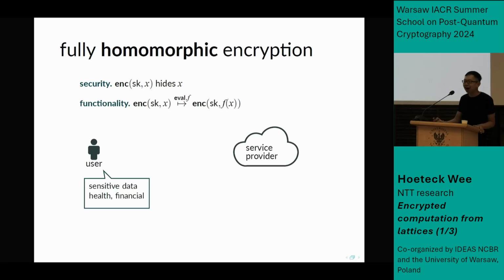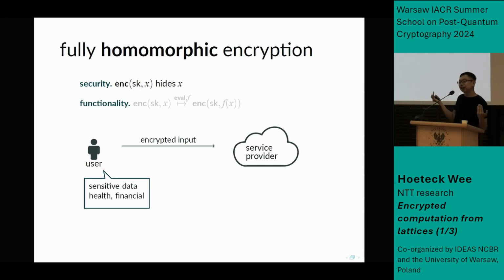Okay, so fully homomorphic encryption, or FHE for short, is very useful. It can be used for a lot of privacy preserving type applications. For instance, you have a user with sensitive data like health data or financial data. This user can encrypt this data using a FHE scheme and send it to a service provider in the cloud.